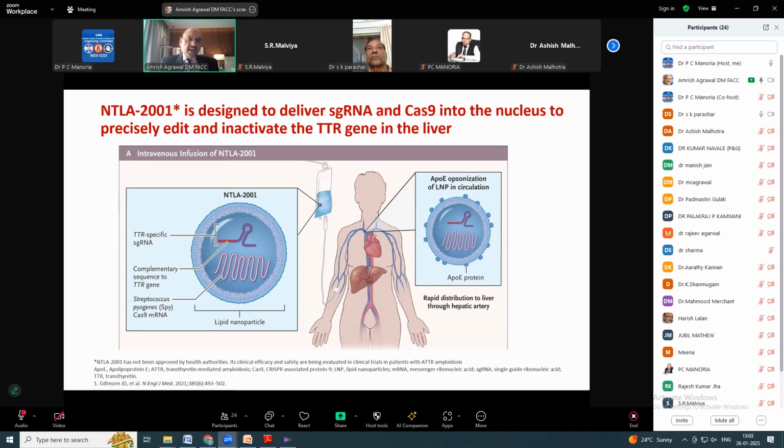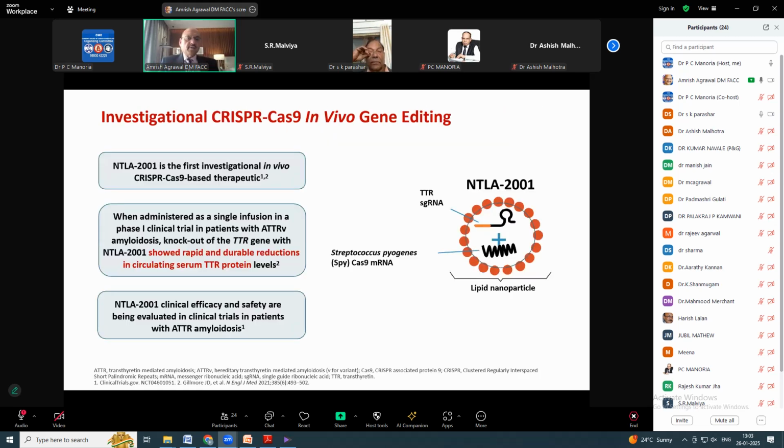This single guide RNA can be designed for multiple targets. In our case, we are talking about TTR-specific sgRNA, which is coupled to the Cas9 messenger RNA and delivered inside the liver. It identifies the DNA which encodes the TTR protein, cuts both ends, and thereby allows genetic engineering and long-term suppression of TTR protein.